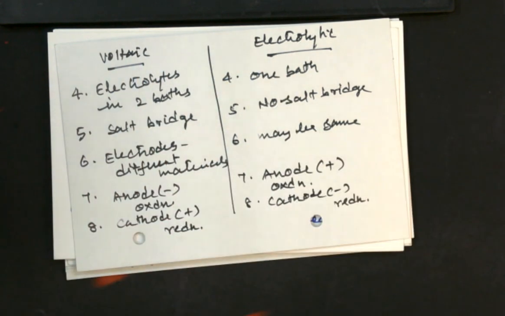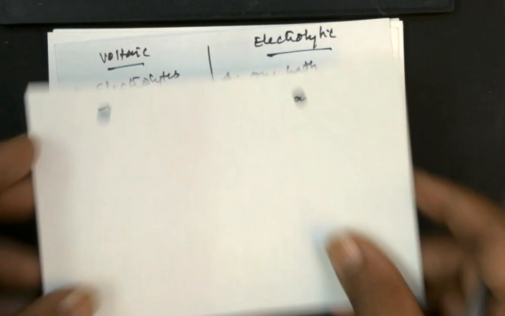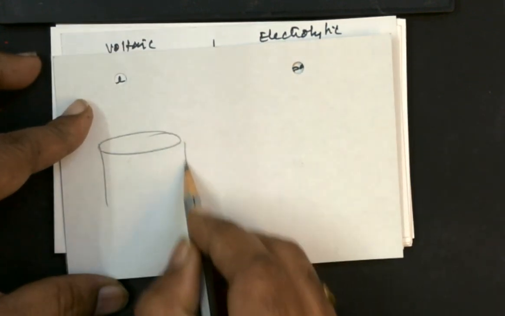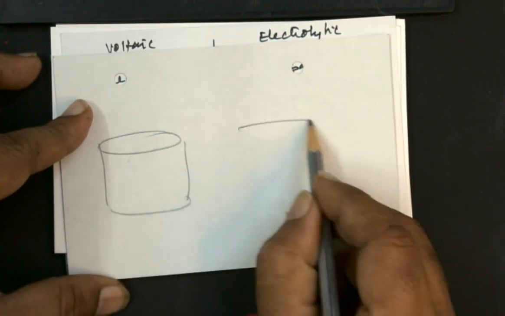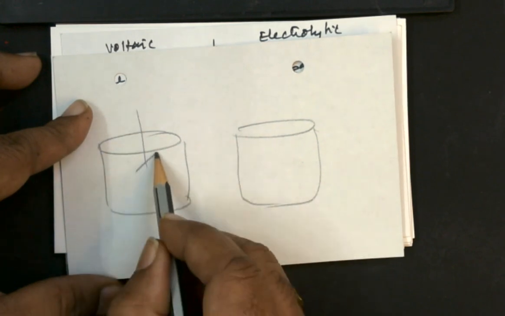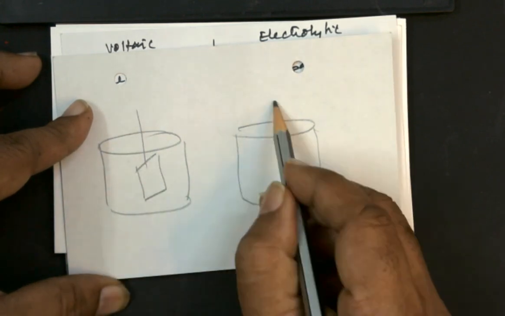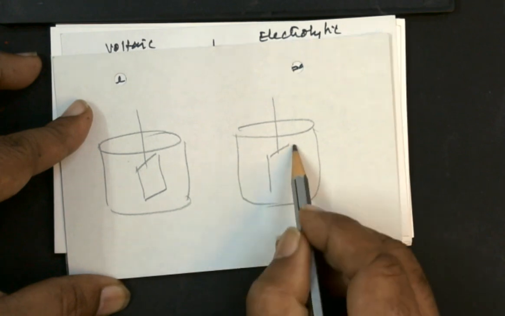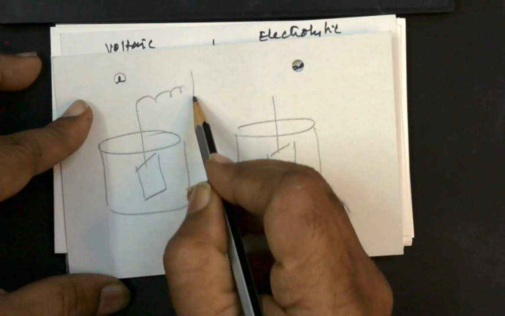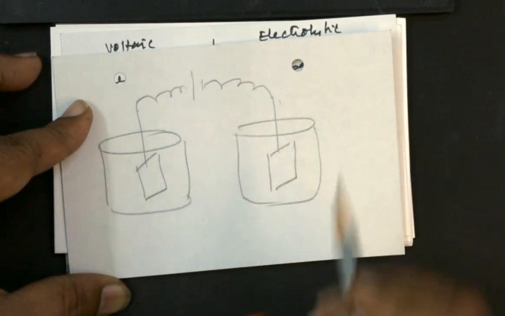voltaic versus electrolytic cells. Here, electrolytes are kept in 2 different baths. Let me consider, here I have got one bath, a beaker, you can take a beaker, and another beaker is taken. Now I have to dip one electrode here and another electrode here, right? And these two can be connected like this, okay?